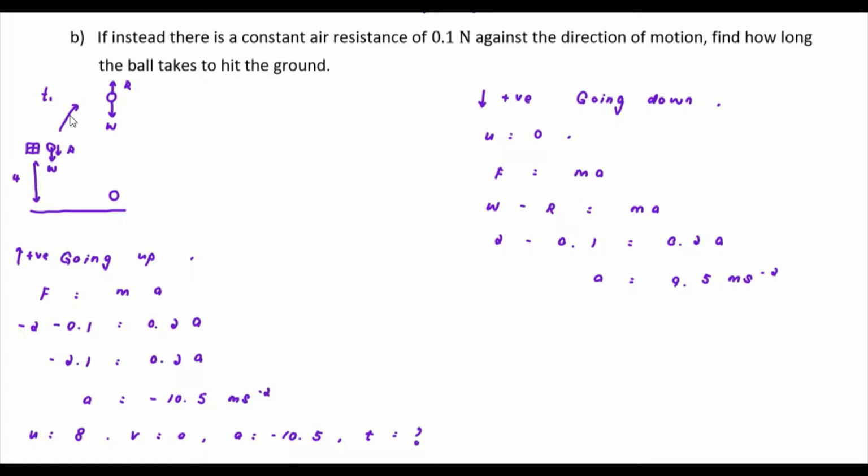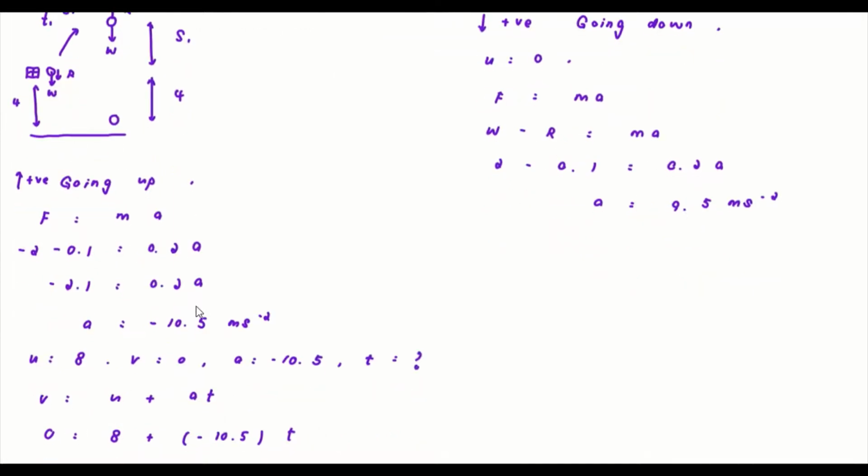But can you find the S? If you can find the S for the first stage, what does that mean? The total displacement for the second stage will be your S1, the distance from the window until the highest position, plus the 4 meters from the window to the ground. So from here to here is S1, then from here to here is 4. That's why we need to find our S from the information of the first stage. So how do we do that?